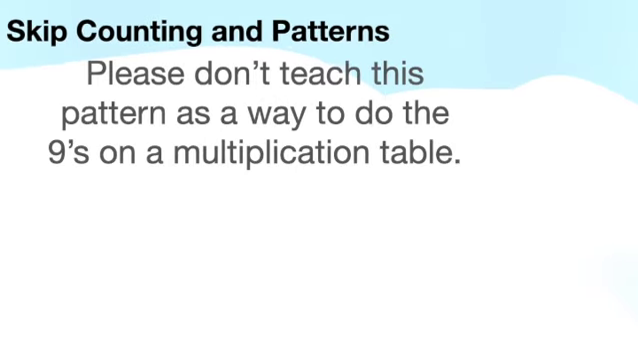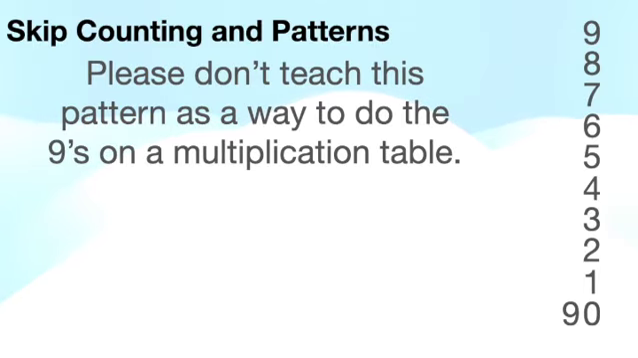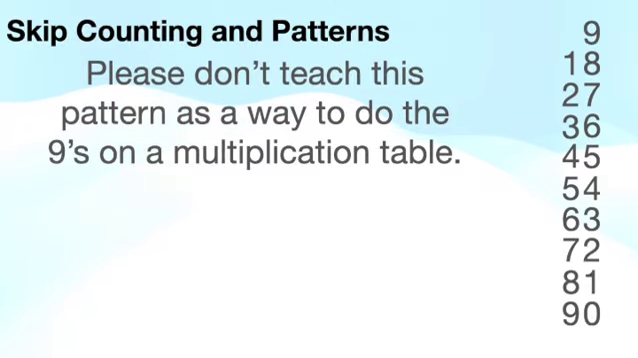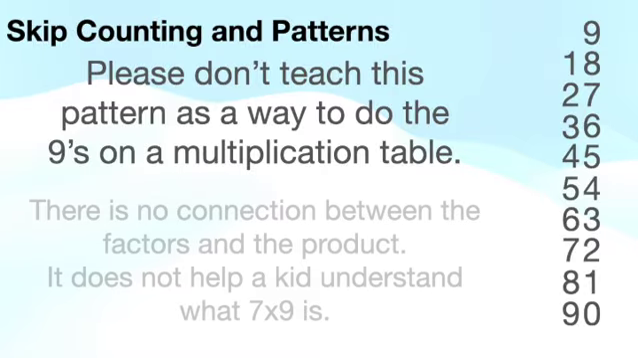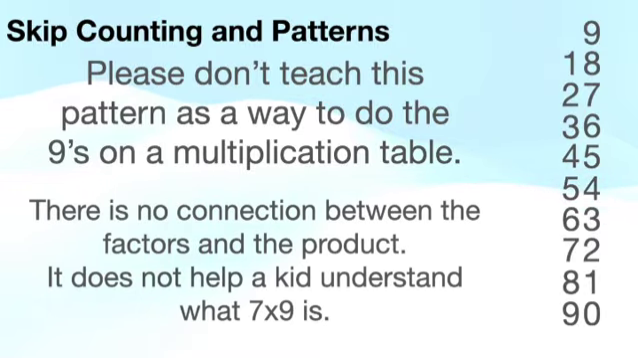When we were exploring patterns with the 9s, I would also show students this pattern. But please don't teach it as a way to do the 9s on the multiplication table or on the multiplication chart. It's a clever little pattern that shows up in the 9s, in the first 10 of the 9s. But the problem with it is that there's no connection between the factors and the product of your nines. For instance, it doesn't help a kid understand that 7 times 9 is 63. All they know is they have to write it all out to see that 7 times 9 is 63.